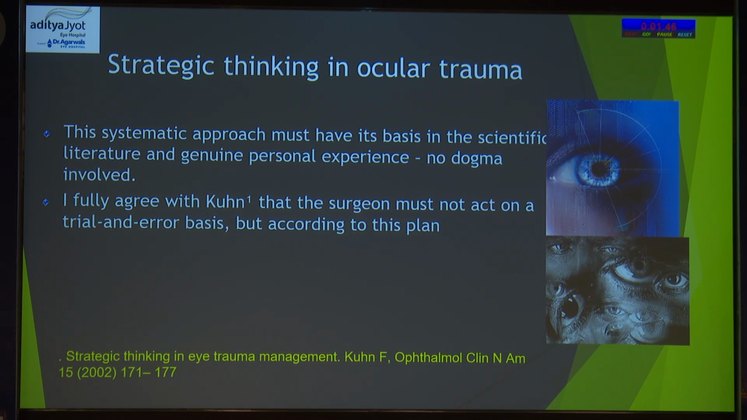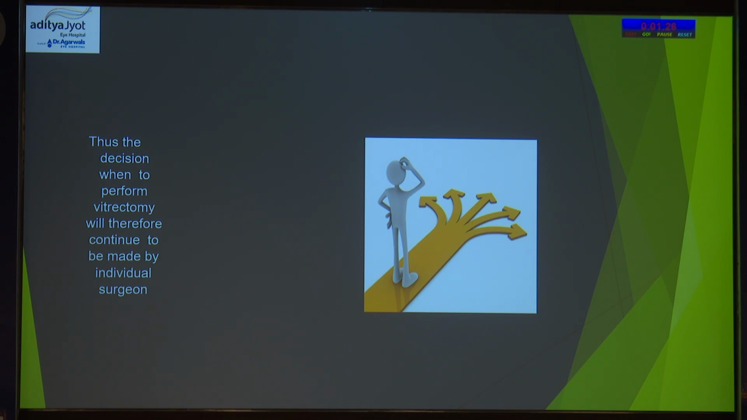So we need strategic thinking in ocular trauma, and that's what Ferenc Kuhn says. This is a systematic approach, which must have its basis in the scientific literature and genuine personal experience, with no dogma involved. And I fully agree with Ferenc Kuhn that the surgeon must not act on a trial and error basis, but according to a plan. It's like playing soccer: when you play the opposite team, you don't know. Same thing here with trauma, you don't know what problems are happening inside the eye.